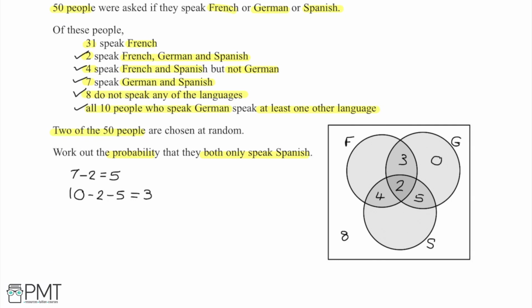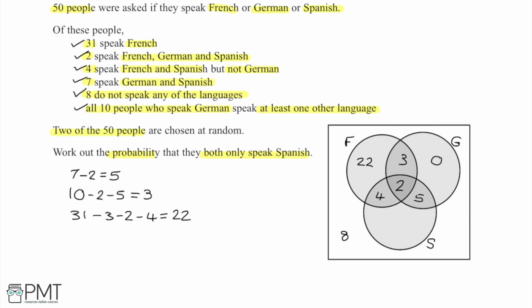I've now got a much fuller Venn diagram, so I'm just going to go back to this top line here, making sure we've been through all of the information. 31 people speak French. Now looking at the French circle, to work out this value, which is the only unknown part, we take 31 for the total and subtract 3, subtract 2 and subtract 4 to give us an answer of 22 for the number of people that speak only French. So this section here, 22 people speak only French. So I can tick that off as well.